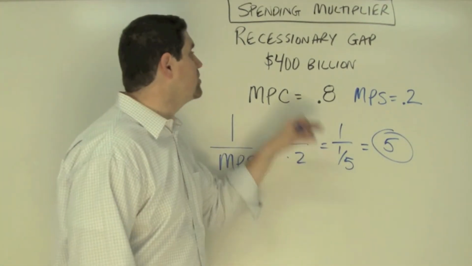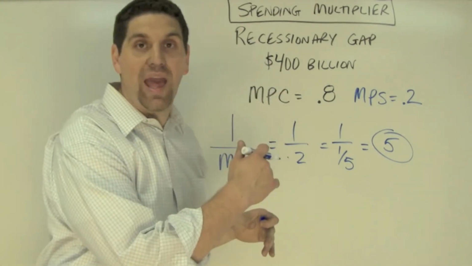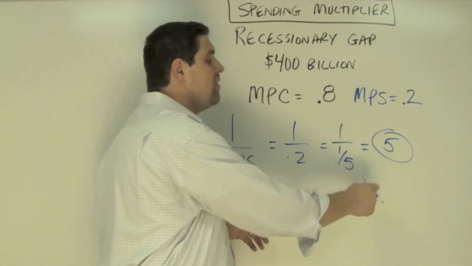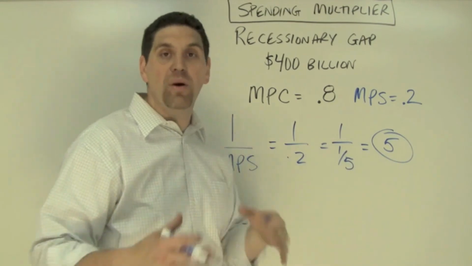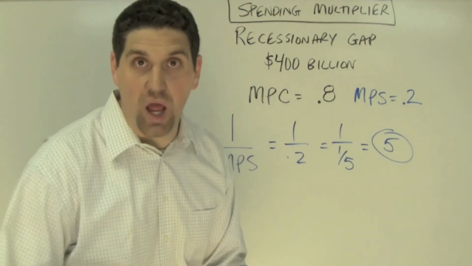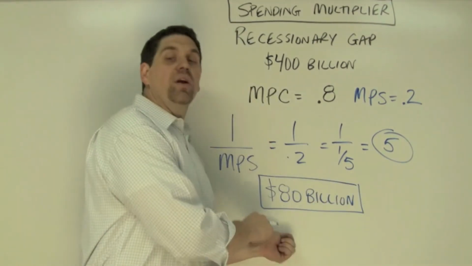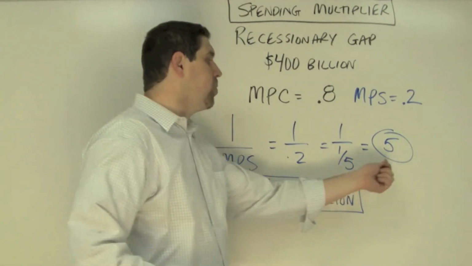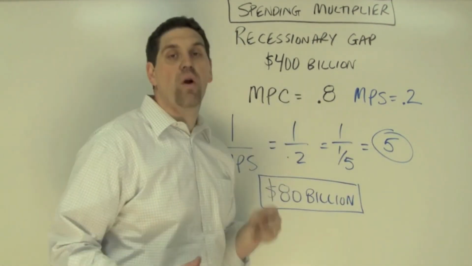So if we're trying to close a 400 billion recessionary gap, and we know everything we put in there is going to get multiplied times 5, how much increase in government spending could potentially close that gap? The answer is $80 billion. An $80 billion increase in government spending would get multiplied times 5, and that would close a $400 billion gap.